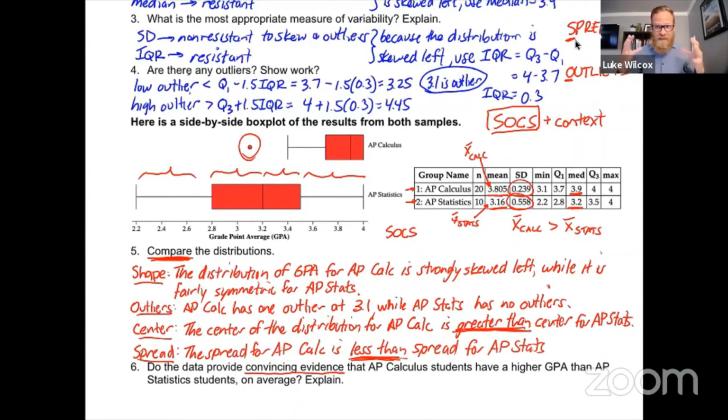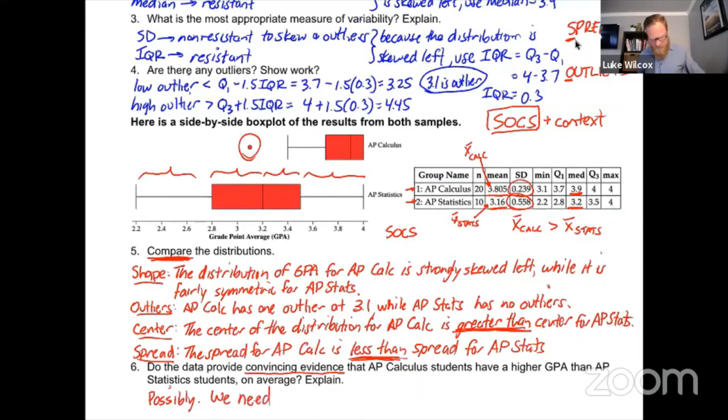Maybe the fact that these were both just random samples, because of random variability, we just happen to pick some high GPAs for AP Calculus and some lower GPAs for AP Stats. And it's not actually true when we look at all AP Calc and all AP Stats students. Well, in order to answer that question, we need a significance test. So I'm going to say here for the last question, possibly, right? We do have some evidence. In order to know if we have convincing evidence, we would need to do a significance test.